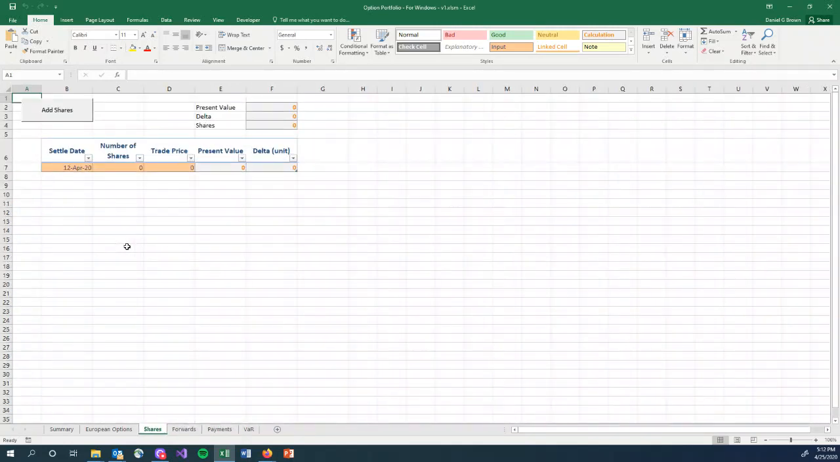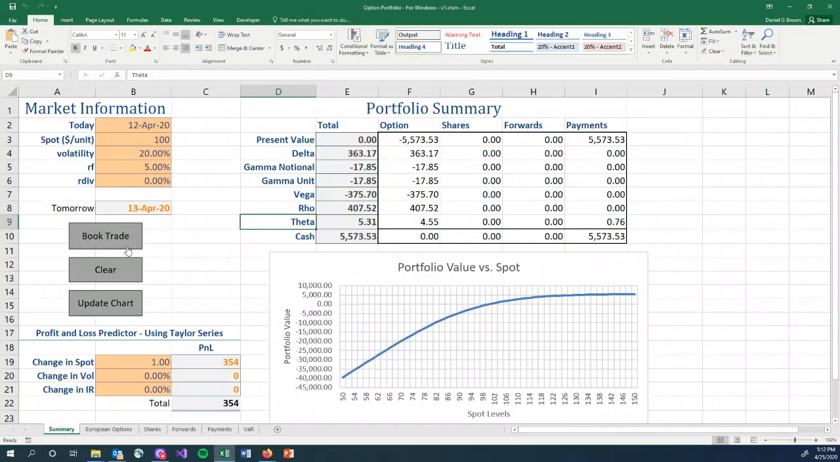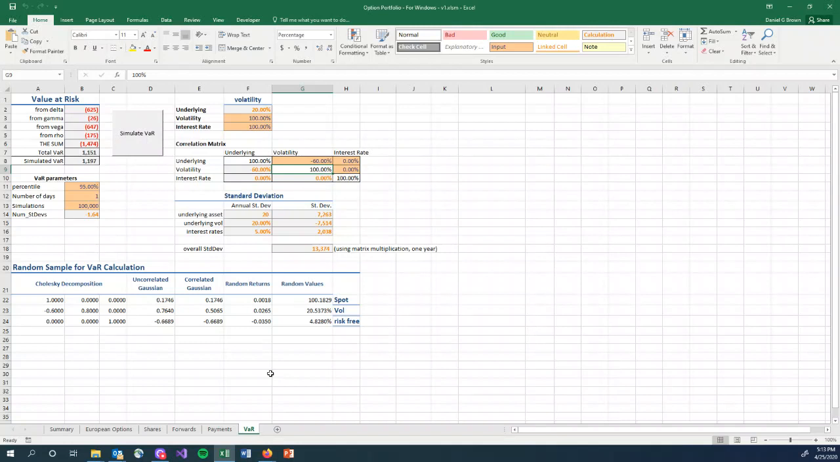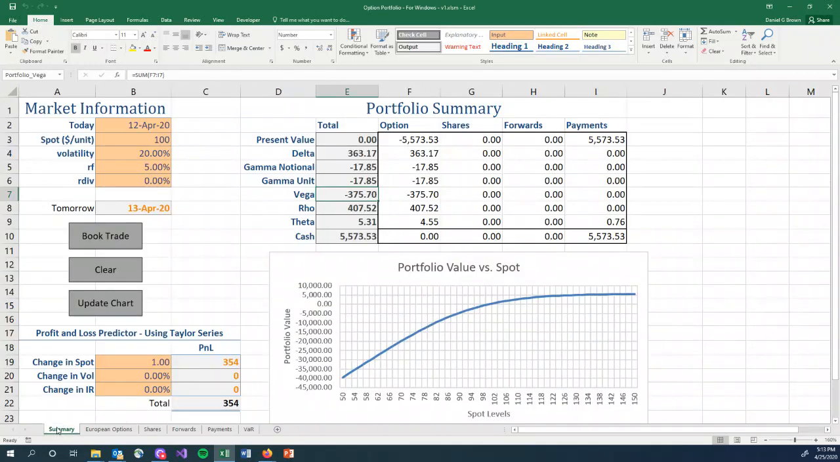So let's look at our portfolio again. Look at this portfolio summary. This is a position with short put options. The delta is positive. The vega is negative. Right now, we have a negative correlation in our spreadsheet. We look at the value at risk, we can see that negative correlation. So we changed from a positive 60% to a negative 60% and saw a significant increase in value at risk.